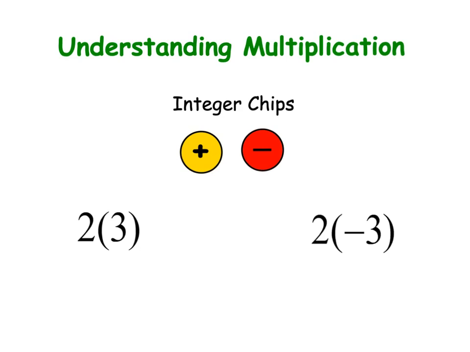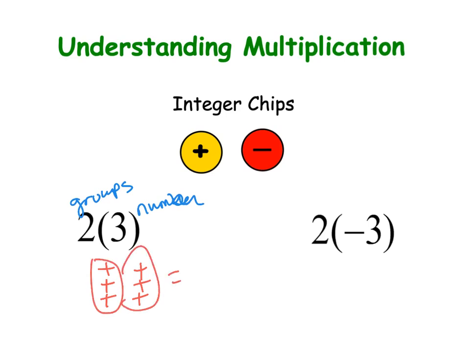We can do it with integer chips as well. I want this many groups of this number. If I try spelling right. So I'm going to make 2 groups of 3. So here's a group of 3 and here's a group of 3. So 2 groups of 3 equals 6.